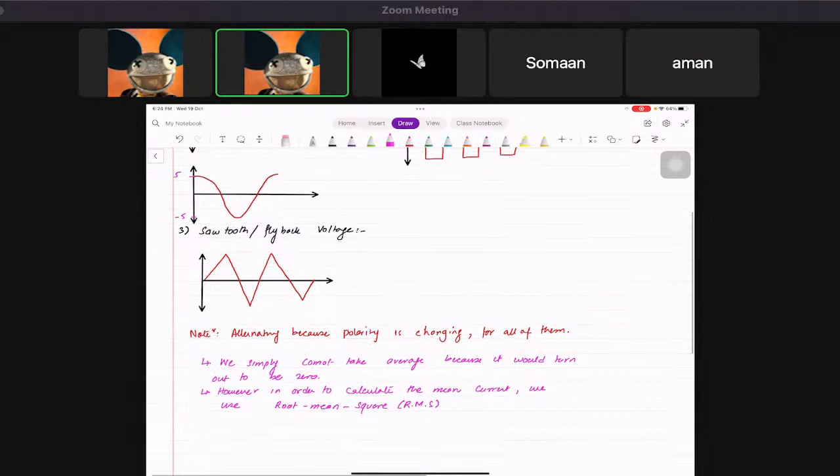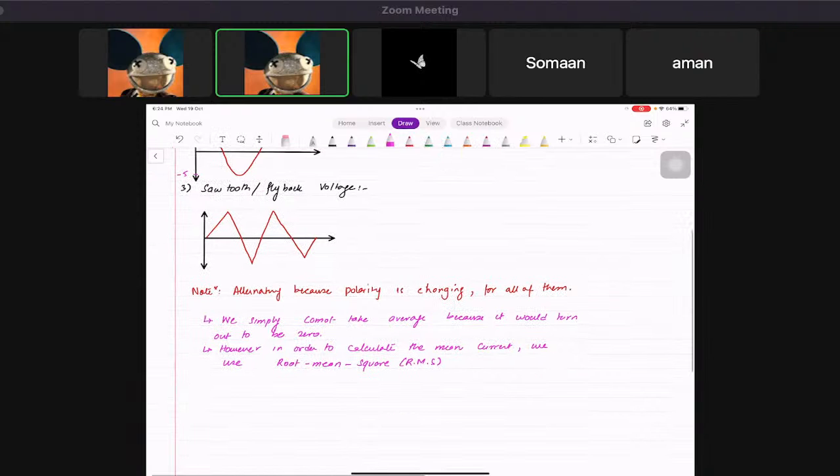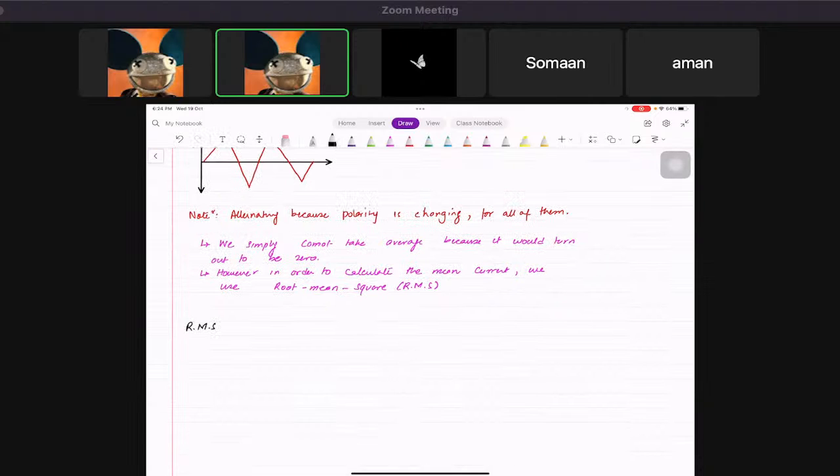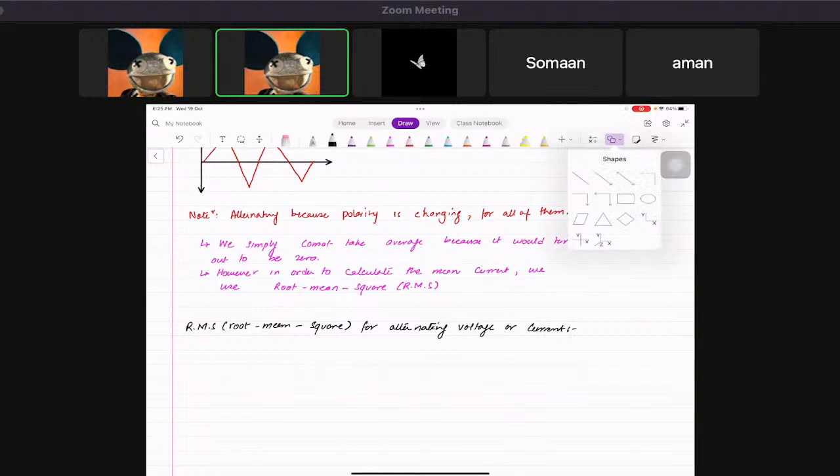So RMS is root mean square for alternating voltage or current. Okay.